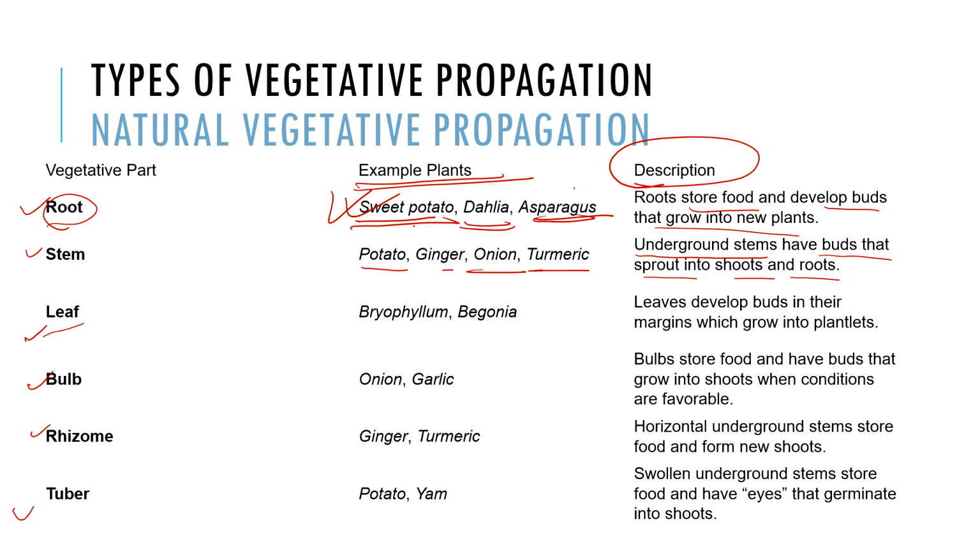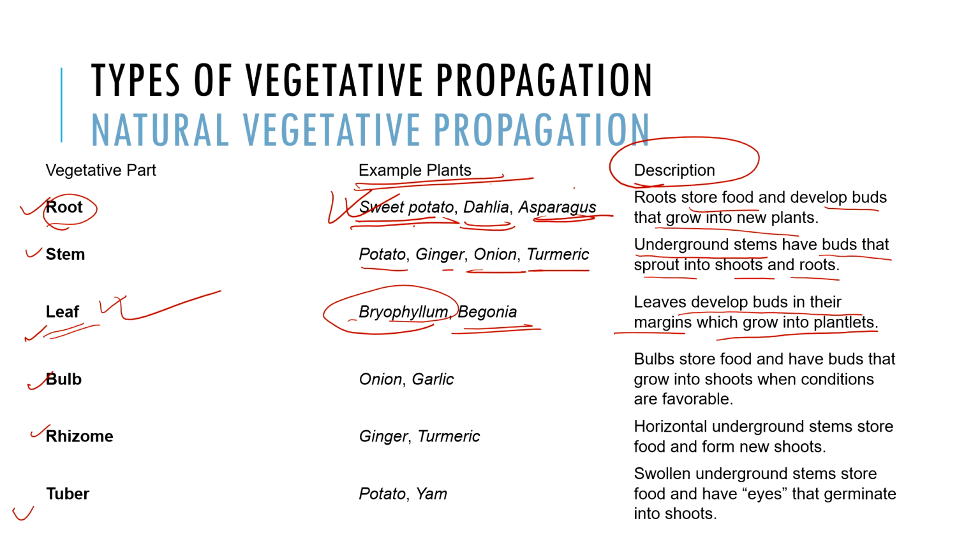Clear? Now the third one comes the leaf. So leaf, example is bryophyllum leaf. At the edge of these leaves there are a huge number of buds. From them the new plants will grow, and if they are planted or if they fall on the soil near it, they'll grow into another new plant. So like that vegetative propagation from leaf is happening. So bryophyllum and begonia, these two plants, from leaves we will see the propagation. So leaves develop buds in their margins which grow into plantlets. So what are plantlets? Plantlets are small plants.